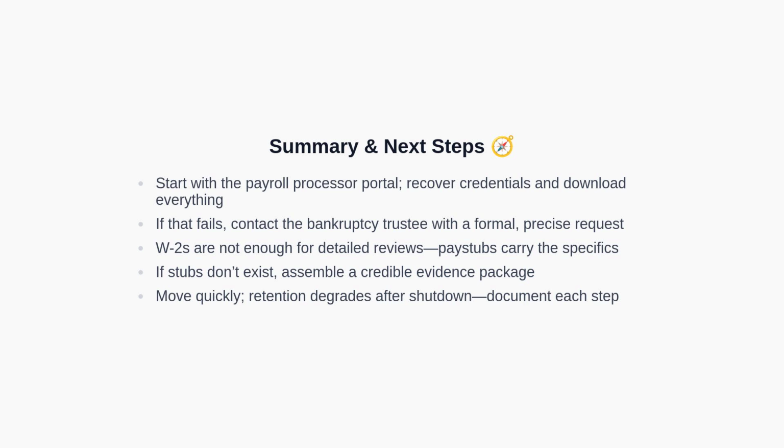To summarize, first start with the payroll processor's portal and recover your credentials to download all records. If that fails, contact the bankruptcy trustee with a clear, precise request. Remember that W-2s are insufficient for detailed reviews. Pay stubs carry essential specifics. If pay stubs do not exist, assemble a credible evidence package from bank statements, unemployment filings, and trustee correspondence. Above all, move quickly because retention degrades after shutdown, and document every step you take.